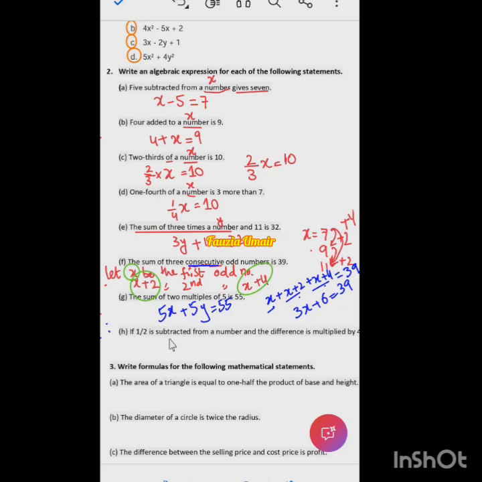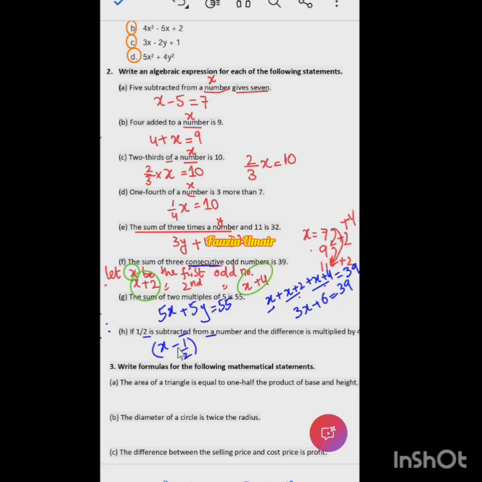If half is subtracted, if 1 by 2 is subtracted from a number, what will that be? 1 by 2 minus x, or like, no, no, y. Be careful of the order. Sorry, x minus 1 by 2. Very good. Now it's right.